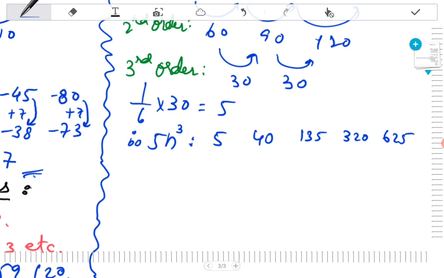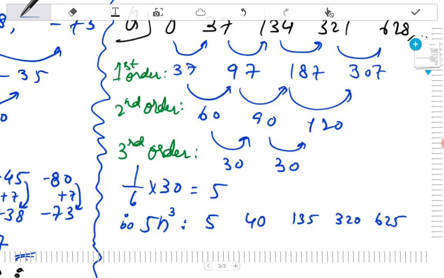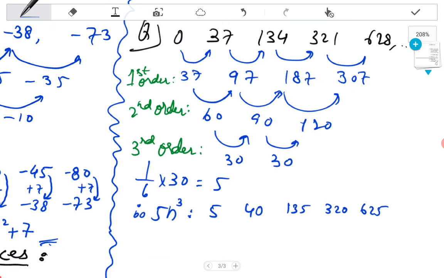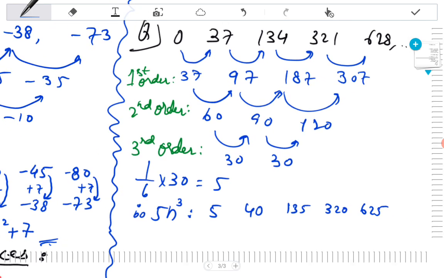N as 1 gives you 5. If you put n as 2, it gives you 40, because 8 into 5 is 40. Then 3 cube is 27, 27 into 5 is 135. Then 4 cube is 64, multiplied by 5 is 320. 5 cube is 125, multiplied by 5 is 625. So we have these results, and now you should copy the original sequence under it and compare your answer.